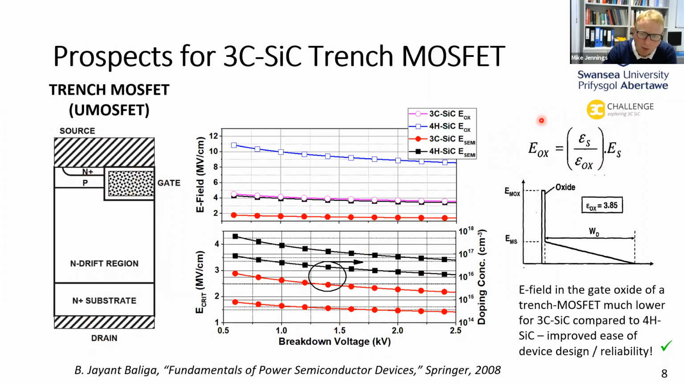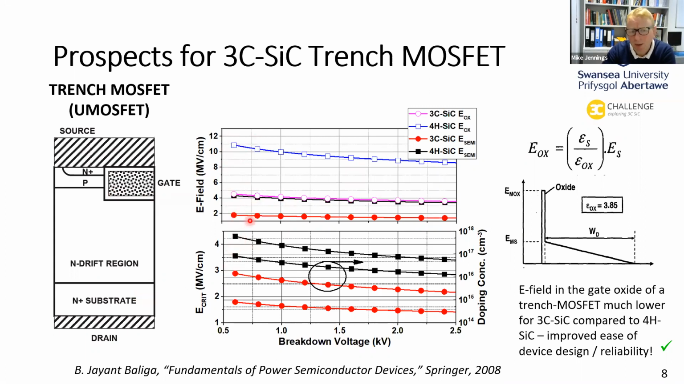So this is Gauss's law, and what we find is that for 4H silicon carbide, which is the black one here, you can just see it along this trajectory, the oxide field for a trench power MOSFET in 4H silicon carbide is much higher than for its cubic silicon carbide counterpart.